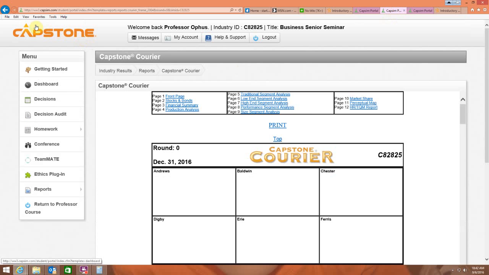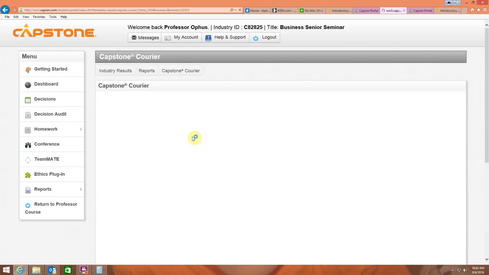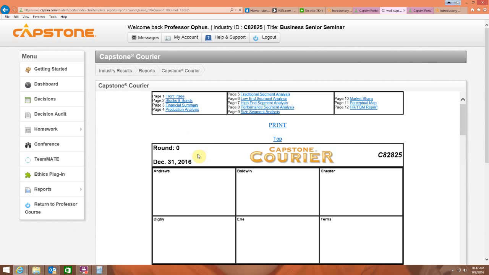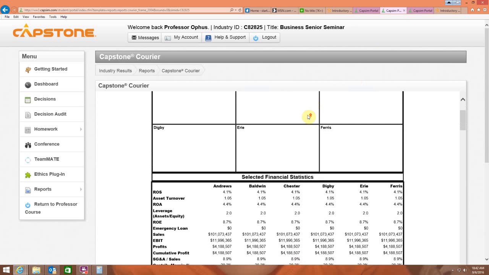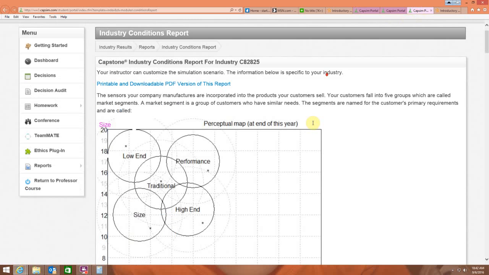That brought up, actually I brought this up, and then I clicked the view in HTML. You could view it in PDF form too. Either way is fine. PDF's actually a little bigger, might be kind of nice. And then same thing with the industry conditions report. I did a right click, and it came up just like this.